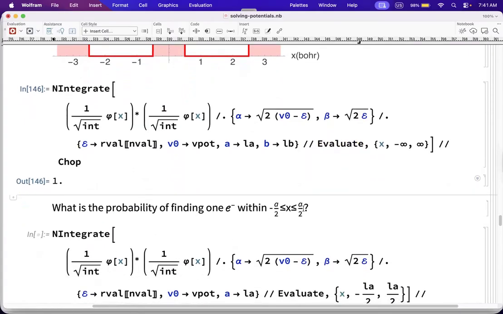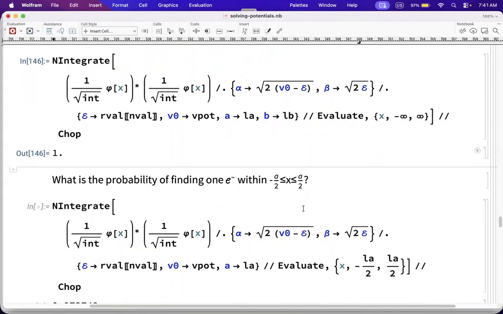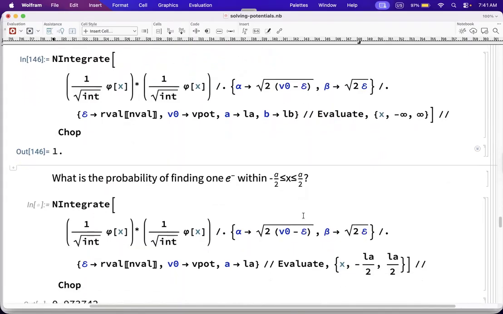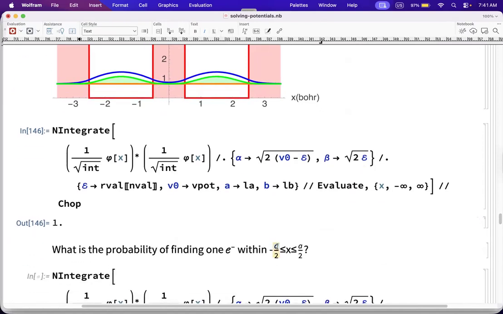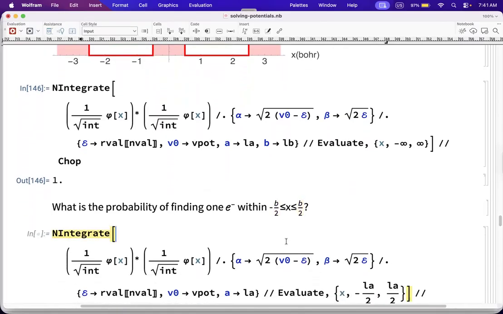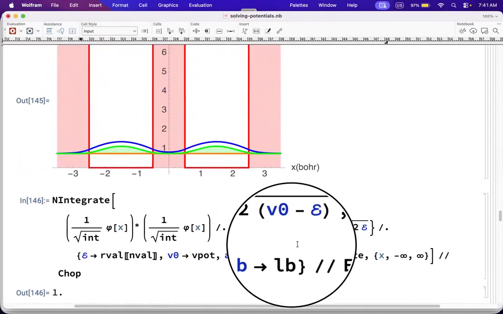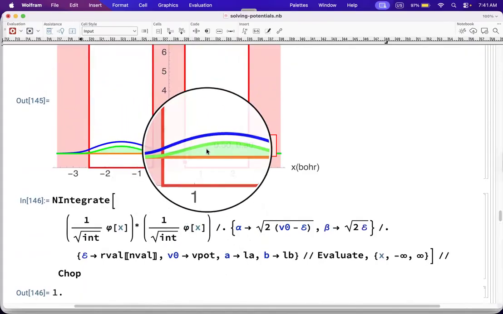What is the probability of finding an electron within this barrier? So from minus B over 2 to B over 2. Let me see what is the probability of finding an electron in that region. Okay, I can take this. I want to know what is the probability of finding an electron in this region. Look at this, in the forbidden region.